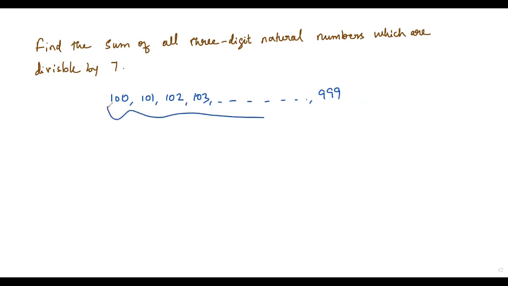Now, among these 3-digit natural numbers, I have to identify the natural numbers which are divisible by 7. Okay, to identify the 3-digit natural numbers which are divisible by 7, I'm just going to divide the first natural number 100 by 7 using long division. Okay, so 7 goes into the first digit 0 times. So let me take the number formed by the first 2 digits. So 7 goes into 10 1 times. 1 times 7 is 7. When I subtract 7 from 10, I'll be getting 3.